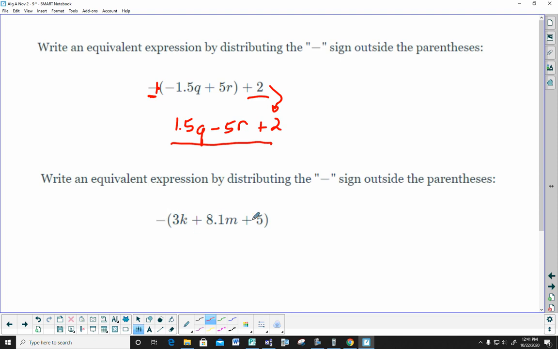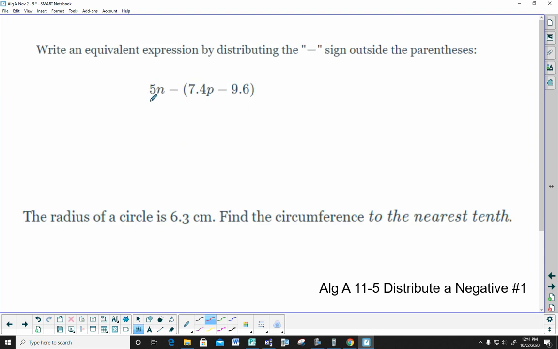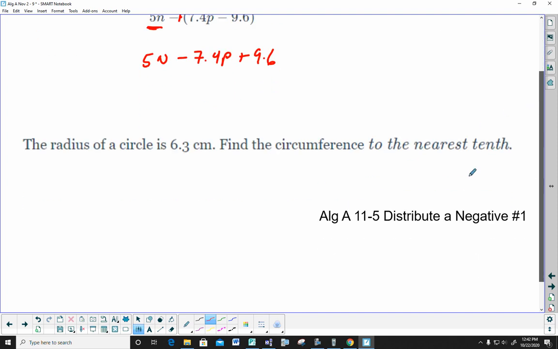Here, it just changes the sign of everybody inside. It was a positive 3k, now it's a negative 3k. It was plus 8.1, now it's minus 8.1. It was plus 5, so now it's minus 5. You're finished. There's nothing more to do. This is sitting out front. It doesn't know about this negative 1 that came after it. So you're just changing the sign on this stuff, not on what's out in front. So it becomes minus 7.4p plus 9.6. Okay?